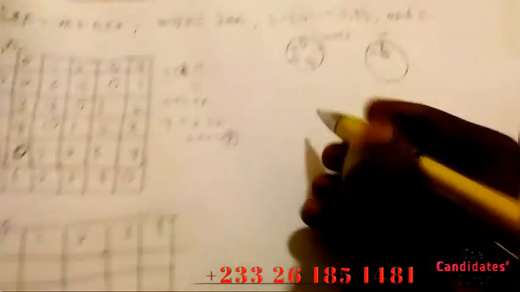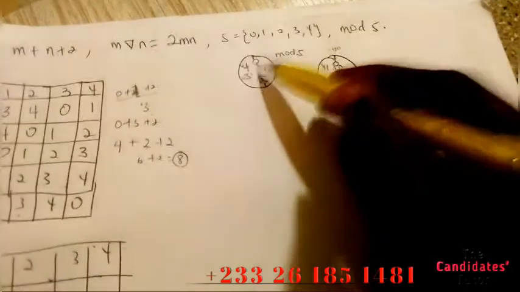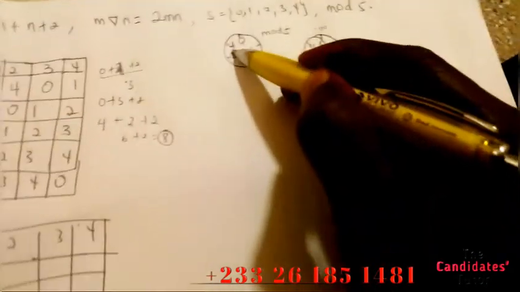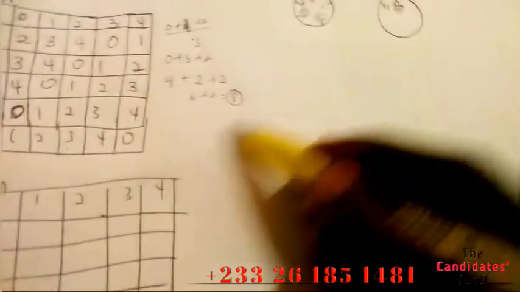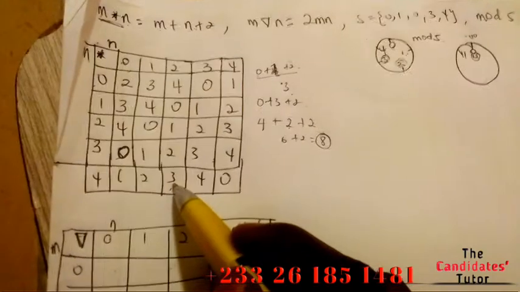So with 8, let me convert it to mod 5. What am I going to get? So I start from 0, 1, 2, 3, 4, 5, 6, 7, 8. And my 8 is 3. So when I come down here, you realize that it's there. Okay, so I'll not waste my time on it. Let's move on to the second part.